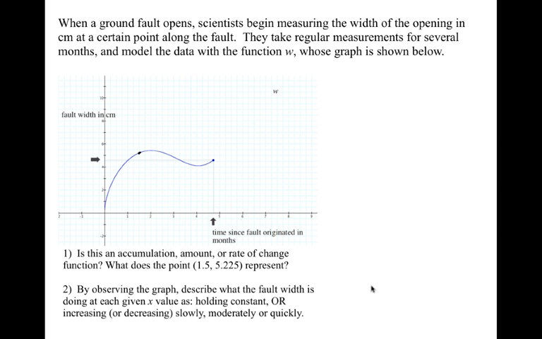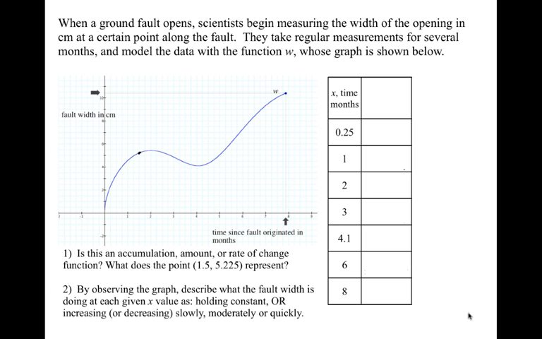Okay, so by observing the graph, describe what the fault width is doing at each given x value. I'm going to put a table up here. So at the values I'm going to give you, is the fault width holding constant, or is it increasing or decreasing? And how is it increasing or decreasing? Slowly, moderately, or quickly. So here are the values for which I want you to analyze: 0.25, 1, 2, 3, 4.1, 6, and 8. And for each of those, you're going to say, what is the fault width doing at this moment in time?